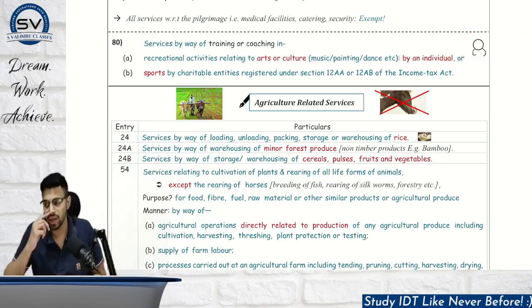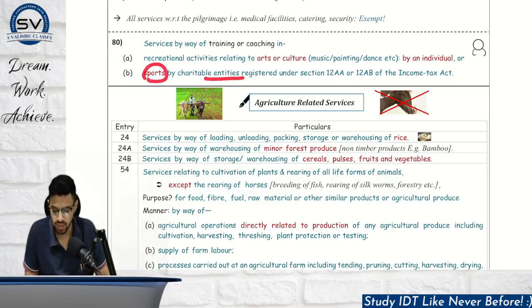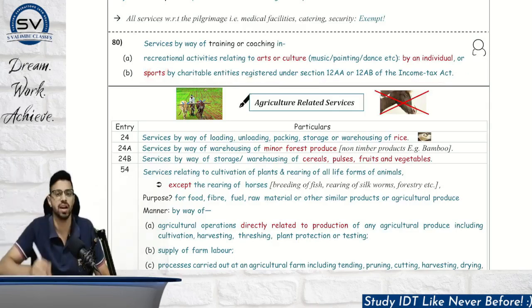So let's say there is an academy opened by a famous cricketer, and that is in a form of a private limited company or a LLP. That will not be exempt here. Next, sports by charitable entities which are registered under 12A, AA and AB of the Income Tax Act. So with respect to sports, only exempt when these are the service provider, that is the charitable entities registered under Income Tax Act. So question may try to confuse you.